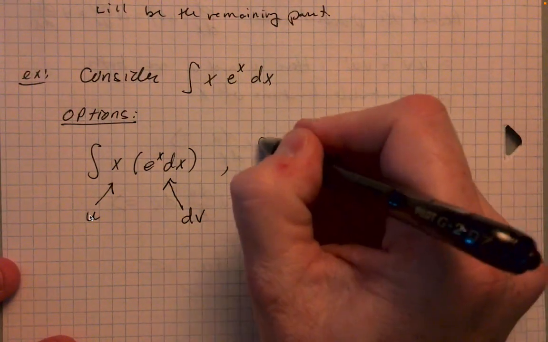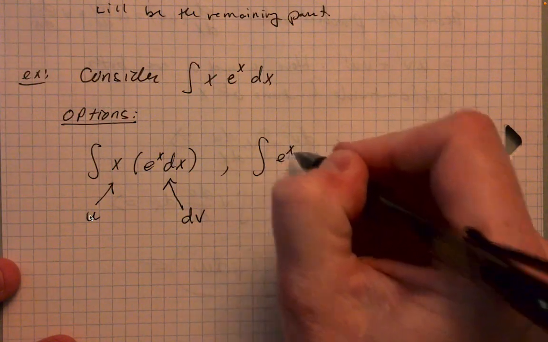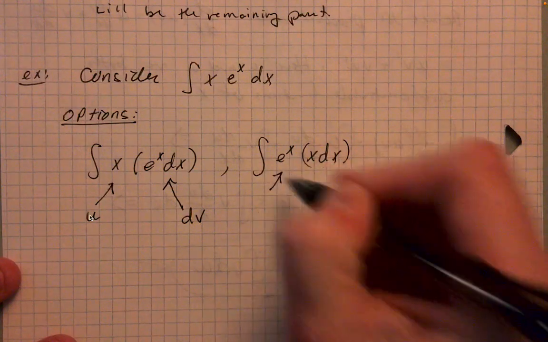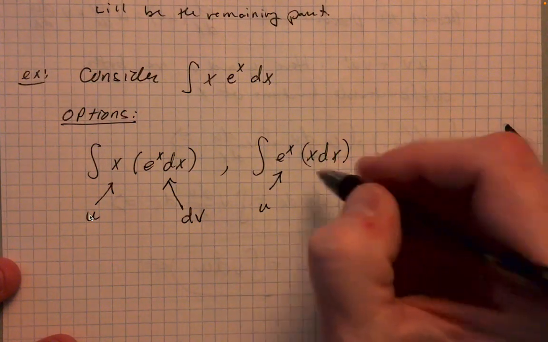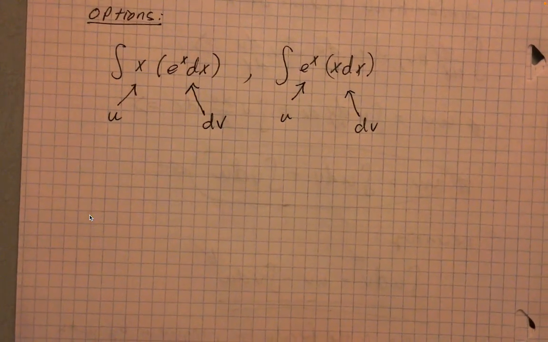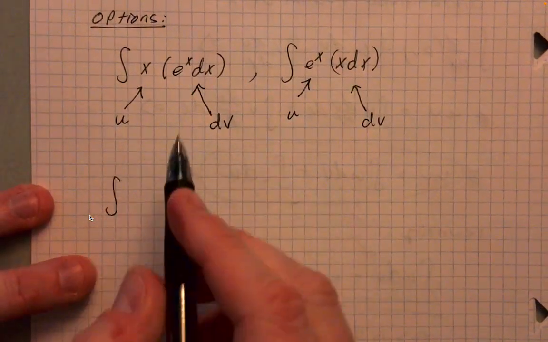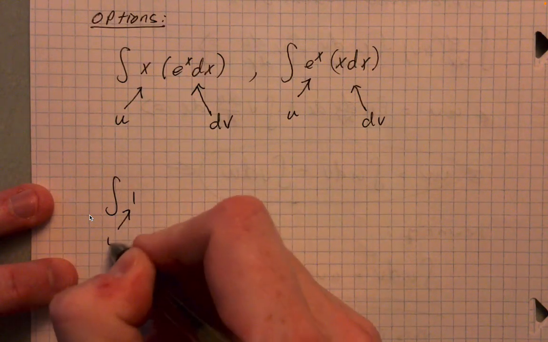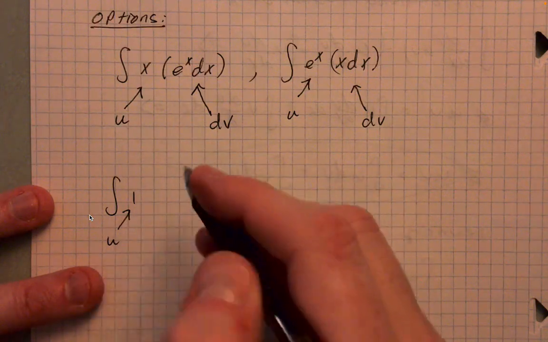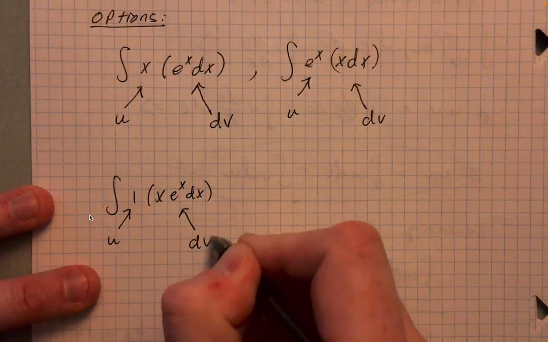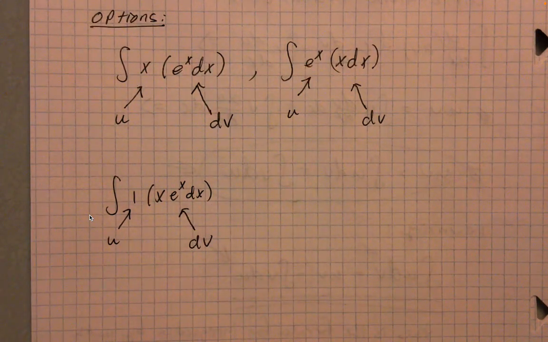Okay, another option would be to let e to the x be one piece and the other piece be x dx. So let's let this be the u, and let's let this be the dv. Okay, that's another option. There are a couple more, right? Another one would be, what if we let 1 be the u and x e to the x dx be the dv? That's just another way to break it up.